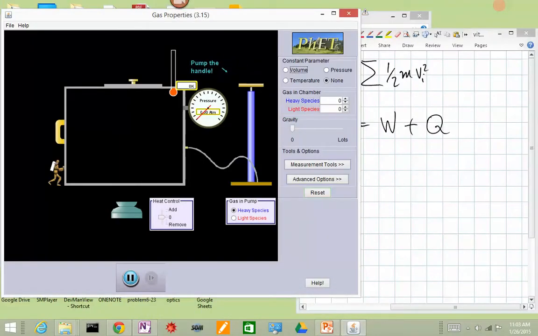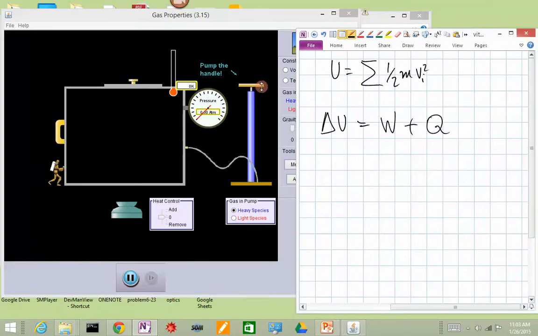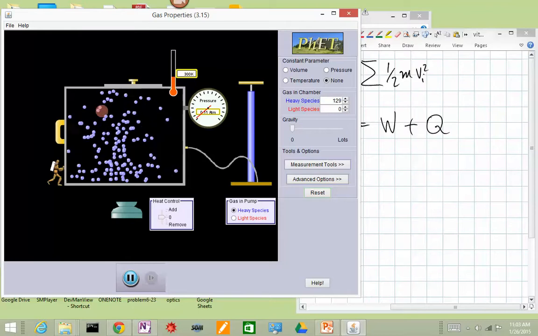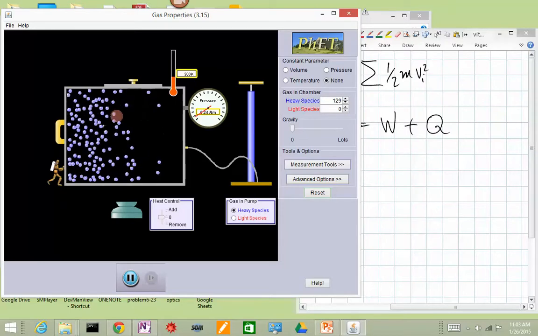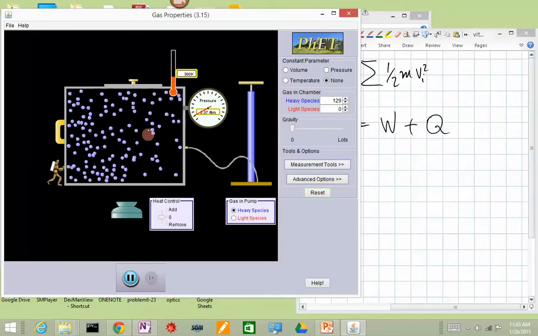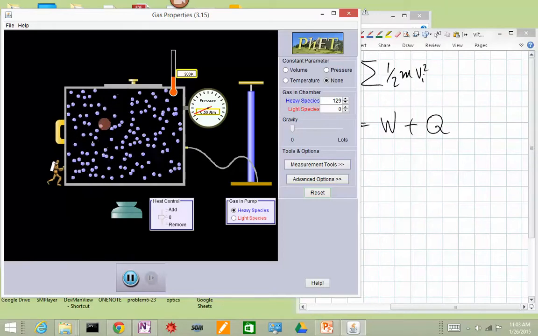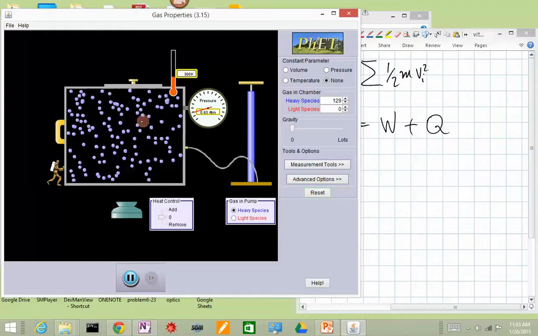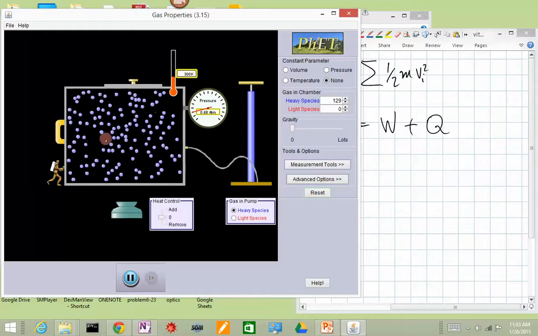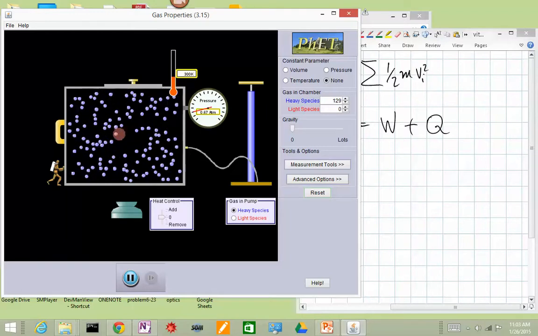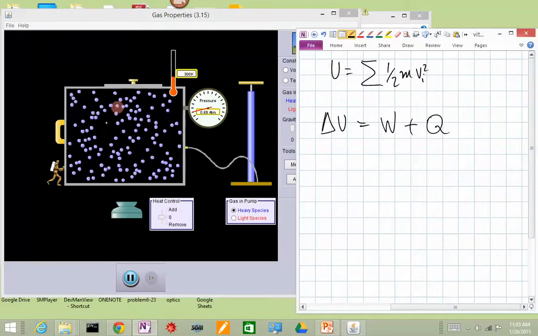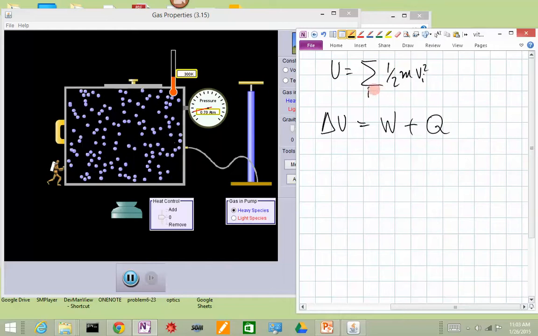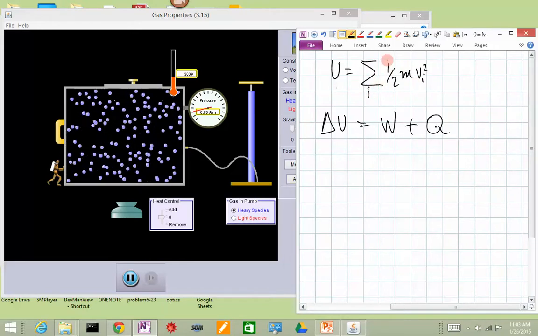So here we have an ideal gas in this box. What is the energy of this ideal gas? Well, the energy of this ideal gas is just the kinetic energy of the particles. There's no gravitational potential energy in this case, so we are going to ignore that. And there is no other type of energy, only kinetic energy. So we can write that the total energy of this ideal gas is 1/2 mv squared, summed over all the particles.